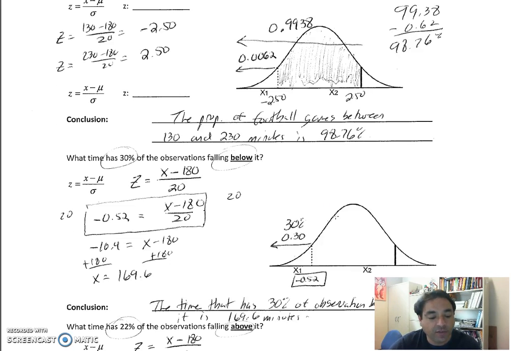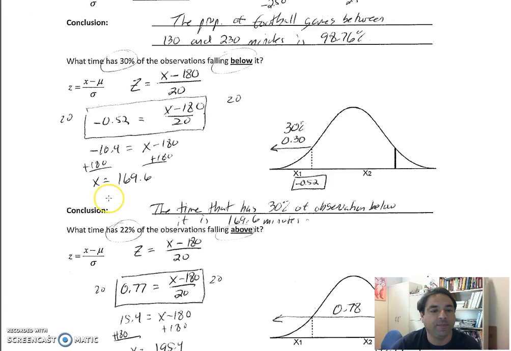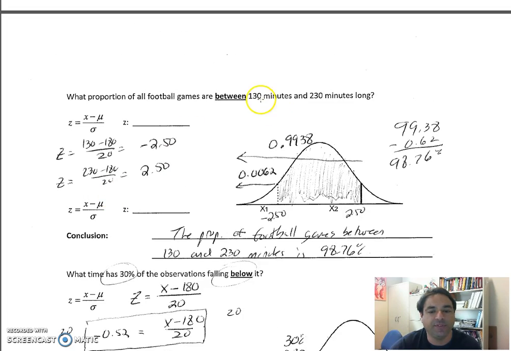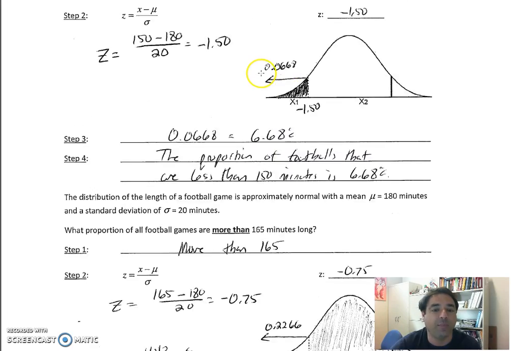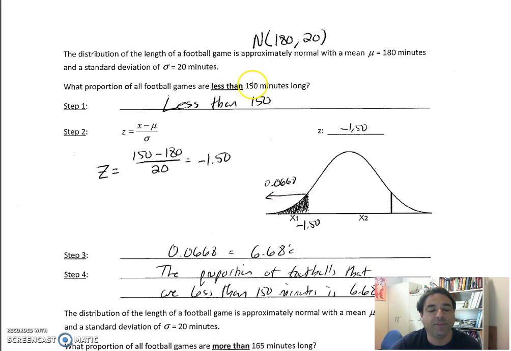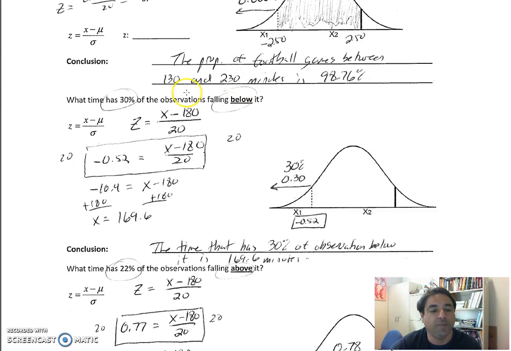Now the next two can be a little confusing, so I'm going to try to explain them as best I can. They are confusing because it asks for what time. In all the previous examples, the time was given, so this is kind of a backwards problem. In this case, it's not given. So what time has 30% of the observations falling below it?